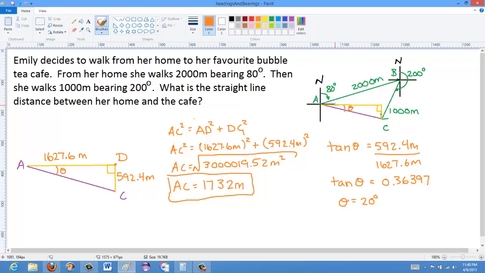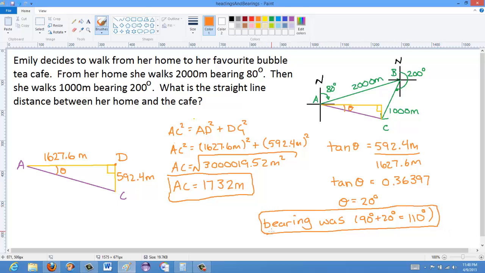90 degrees plus another 20, so the bearing was 90 degrees plus 20 degrees equals 110 degrees. This would be your final bearing right here. And so anyways, that's how you use bearings to solve problems in trig.